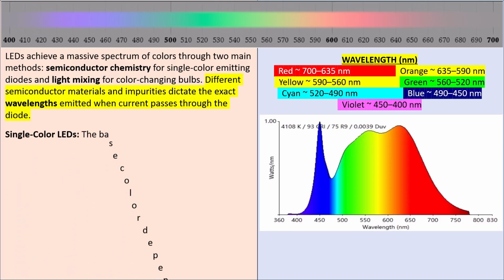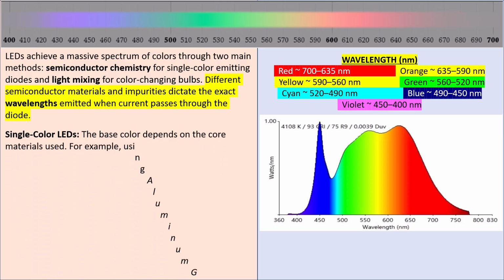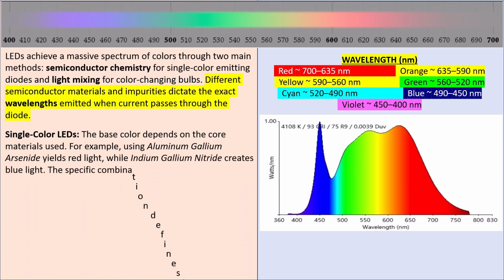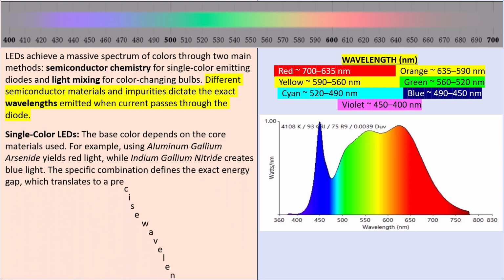Single color LEDs. The base color depends on the core materials used. For example, using aluminium gallium arsenide yields red light, while indium gallium nitride creates blue light. The specific combination defines the exact energy gap, which translates to a precise wavelength and visual color.